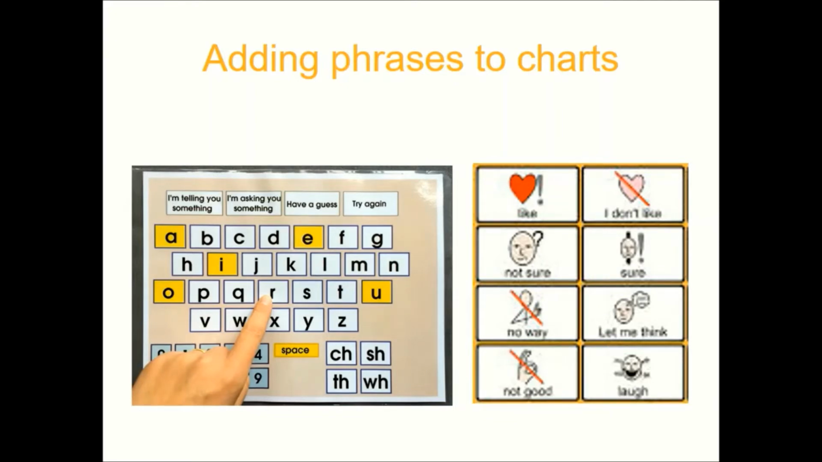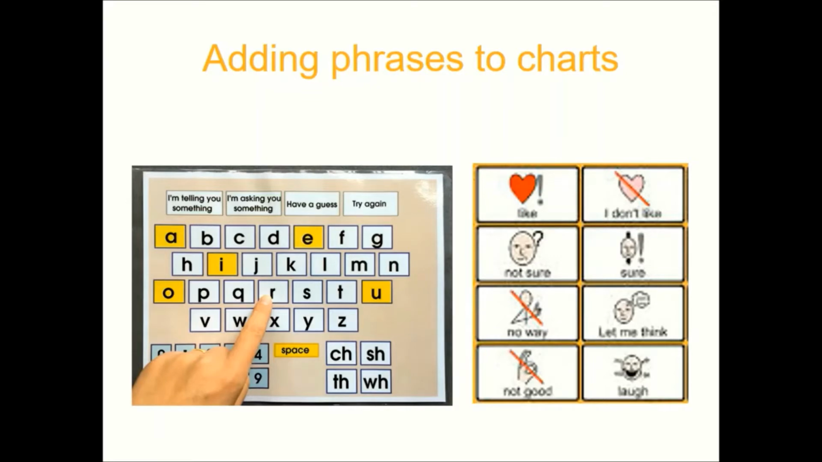On the right side, we've got an example of adding phrases to symbol charts. We're going to talk more about symbols later on, but you can absolutely add phrases to symbol charts. Again, similar principle. It saves the client the effort of having to build a sentence rather than pointing to 3 different symbols for I don't like. They've got it there in one.